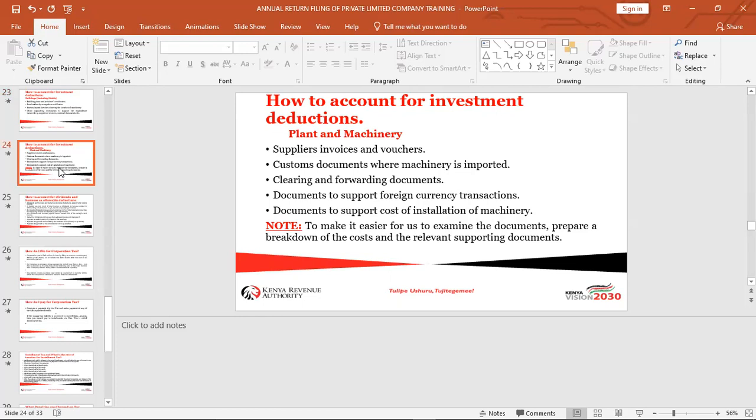Then customs documents where machinery is imported, clearing and forwarding documents to support foreign currency transactions, and documents supporting the cost of installation of machines. Note, to make it easier for us to examine the documents, prepare a breakdown of the cost and the relevant supporting documents. You need to do that so that when you approach KRA, they can verify and see that indeed you incurred that cost in relation to building or plant and machinery.